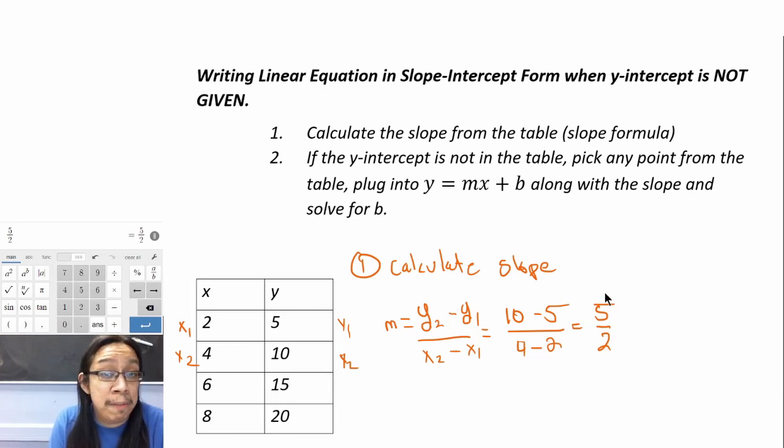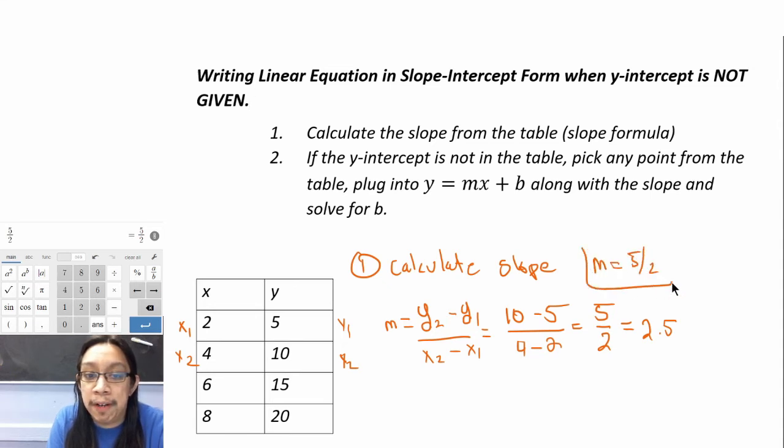Now, if you prefer to keep your slope as a decimal, that's totally fine. But I really do recommend that if you have a repeating decimal, you just keep it as a fraction. Like if you have 0.3 repeating, it's better if you change that into a fraction because it will affect your calculation. So either way, 5 over 2 or 2.5, the choice is yours. But our slope is going to be the same regardless, 5 over 2.